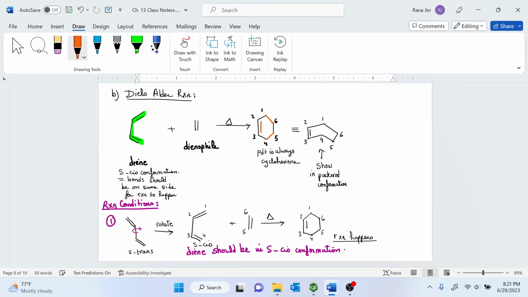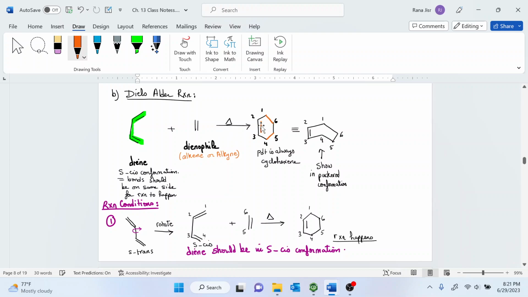The dienophile needs to have at least 1 degree of unsaturation. So it can be either an alkene or it can be an alkyne. Alkyne has 2 degrees of unsaturation. The reaction happens in the presence of heat, and your product is always a cyclohexane where you are making a pi bond and 2 sigma bonds.